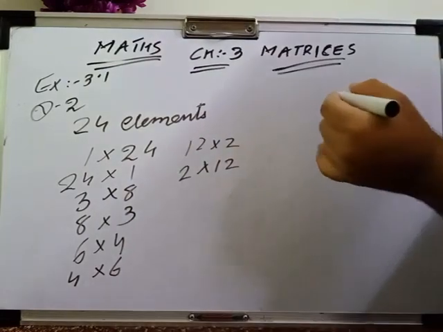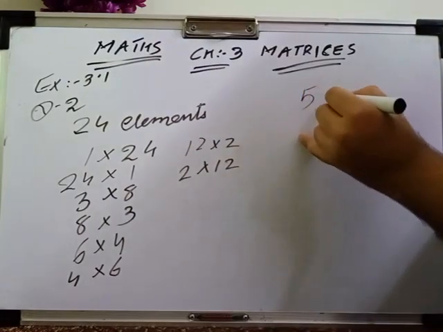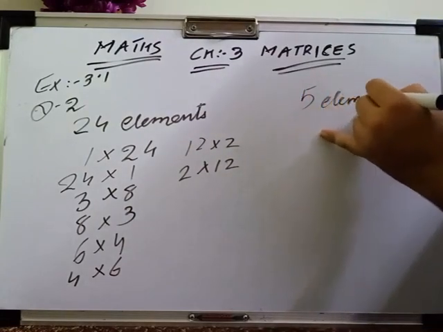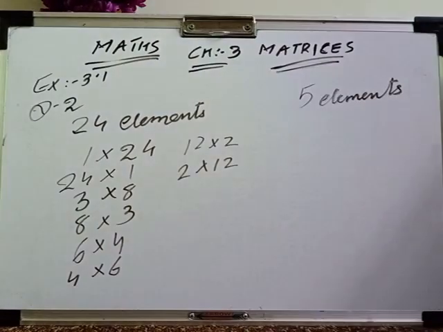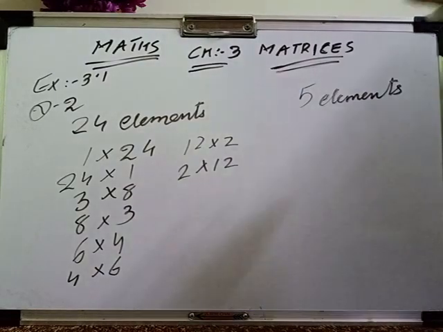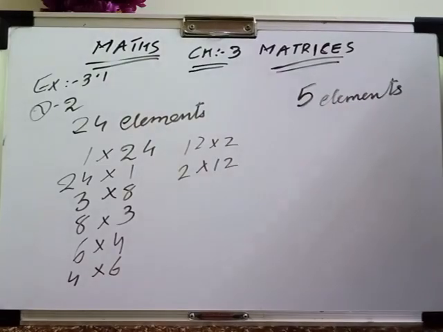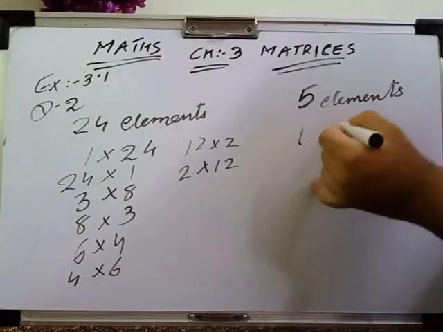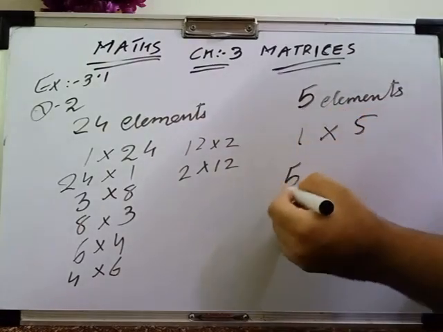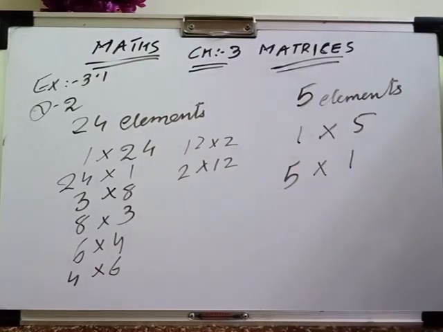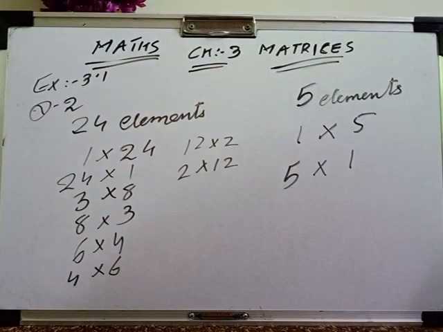In the same question, we are asked to have 5 elements in a matrix. As you can see, 5 is prime, so factorization is not possible. So only 2 cases are possible, that is, one is a row matrix and one is a column matrix, 1 cross 5 and 5 cross 1, right?